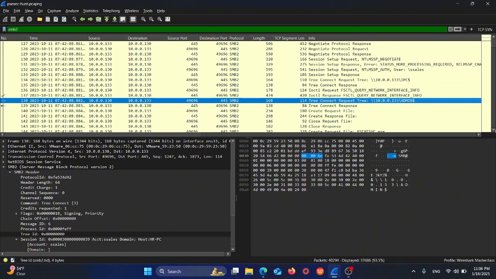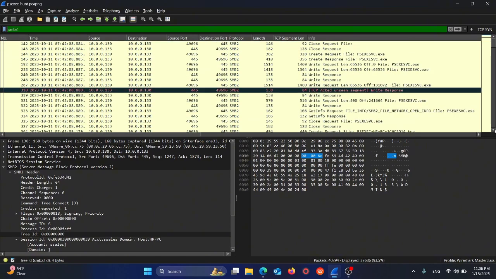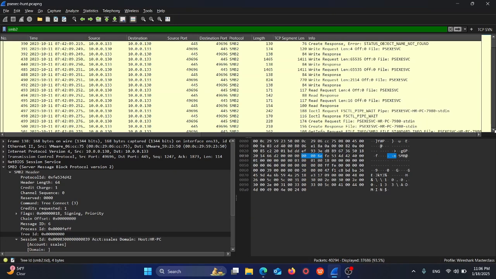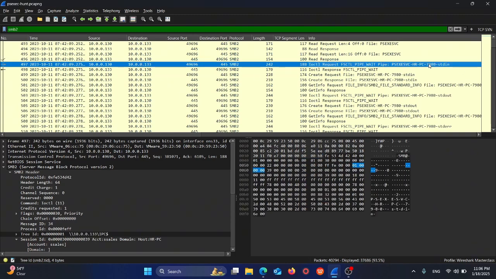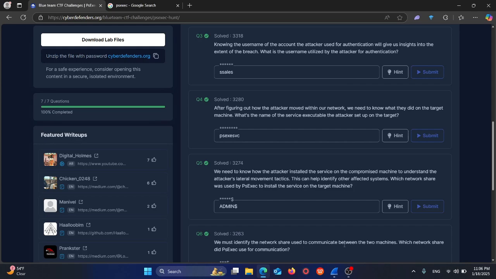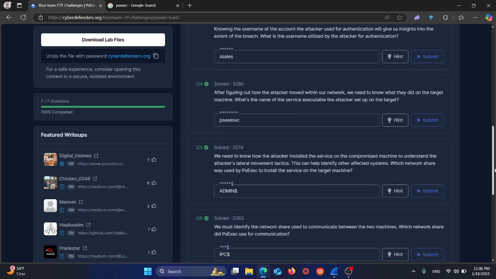Yes, IPC. But also to double check that, we can look for the set ID. Down. Maybe, yeah, this one. STDIN. All right. And if we look at here, the tree ID. Here we can see the inter-process communication is set. So this is the network share that was used for communication.